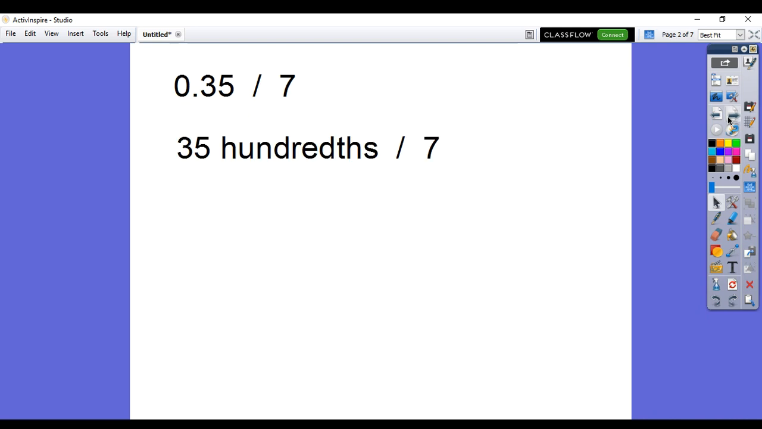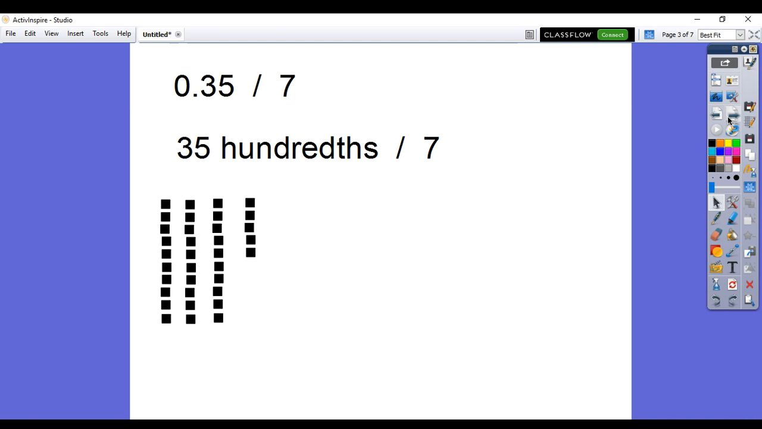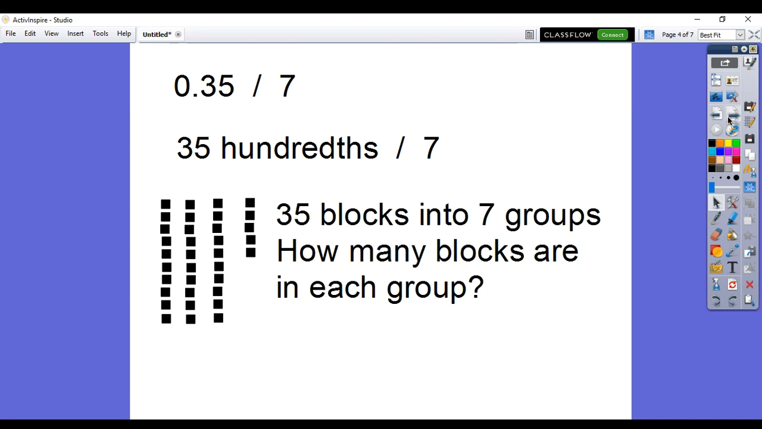So 3,500s divided by 7. So that's how we could look at it. 3,500s being divided by 7. So what would our first step be? When we look at it, I've got 35 of these little hundreds. That's our representation that we're used to using. I need to break those up into 7 equal size groups, okay? So I have 35 blocks into 7 groups.